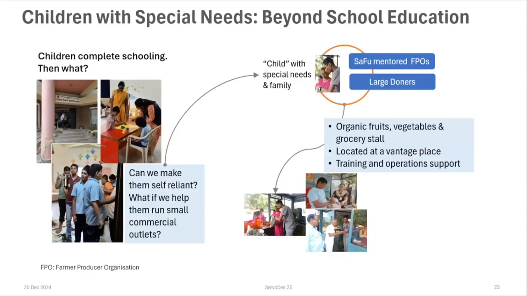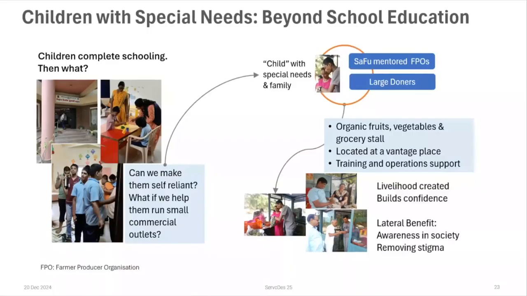Now, please understand the significance of this. This will appear as, again, a very conventional solution, but it has so many benefits. One is that not only is livelihood created for that person, but there are also a lot of lateral benefits. When people come to buy at the stall, maybe a lot of misconceptions are removed. Even watching those kids, well, they are no more kids, they are more than teenagers, actually dealing with people removes a lot of stigma and brings awareness.